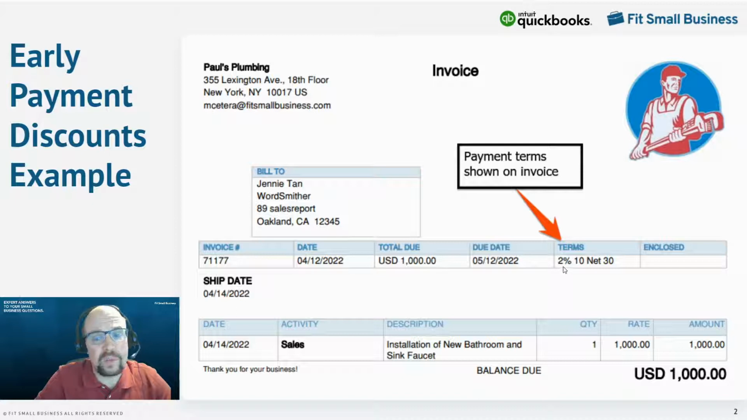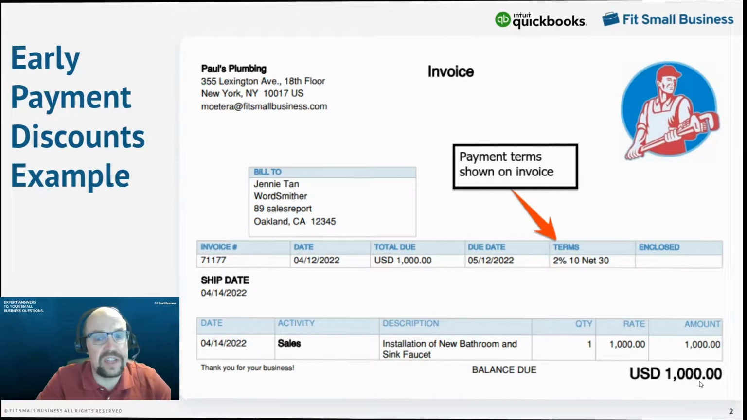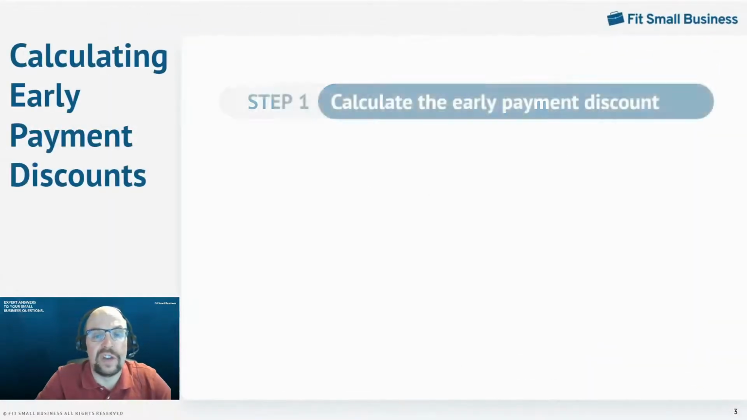Some invoices will have the early payment discount subtracted from the total of the invoice at the bottom. This particular example does not. Sometimes they don't, so we're going to need to calculate the early payment discount ourselves. How do we do that? We simply take the 2% times the $1,000, subtract that discount to get the balance due on the invoice.